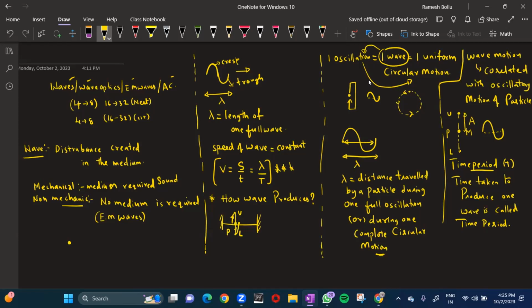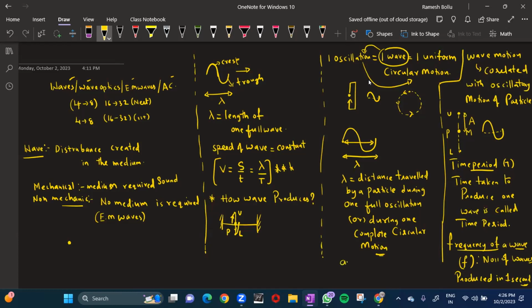Everything remains the same. And what is the frequency of a wave? What is the meaning of frequency, children? That is denoted with the symbol f. The number of waves produced in 1 second is called frequency, children.